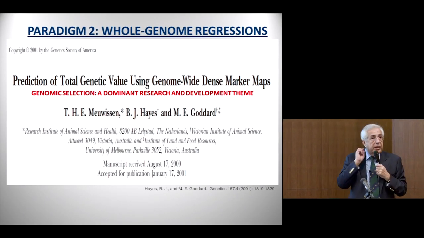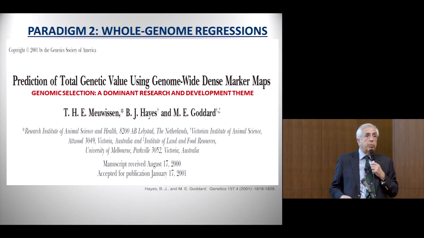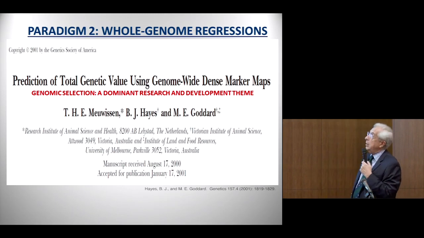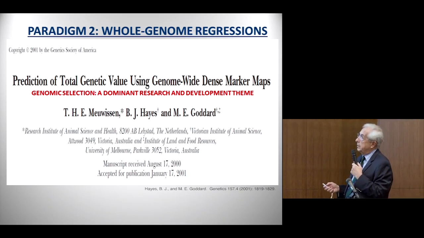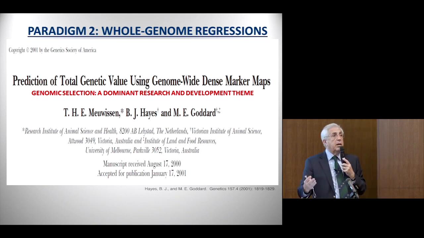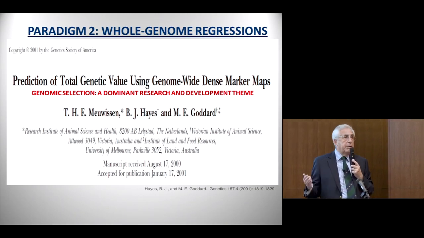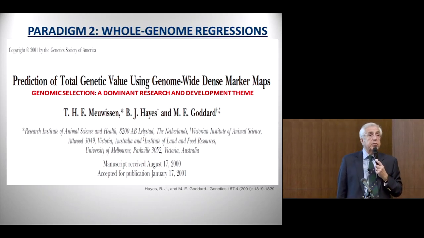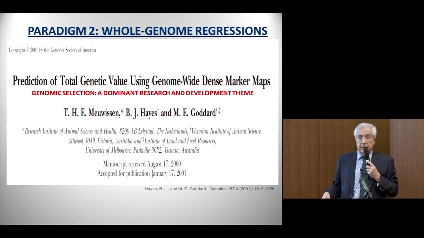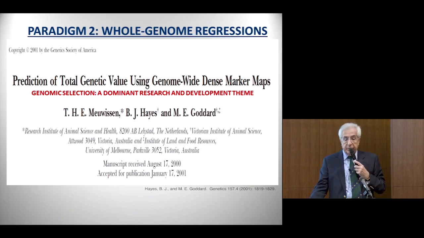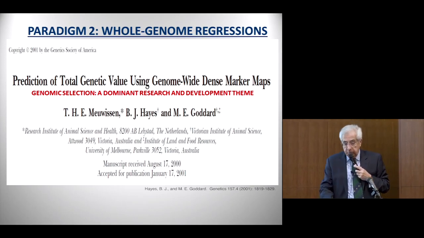So there is a second paradigm that has become very dominant in animal and plant breeding that is called whole genome regressions. The paper was published in 2001, and the idea is, instead of looking at marker by marker in the model, like trying to find QTLs, just use all the available variants that you have and put them all together in a model, and then use methods to temper this problem that are called p larger than n.